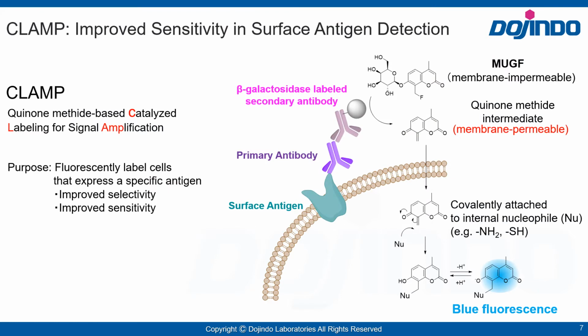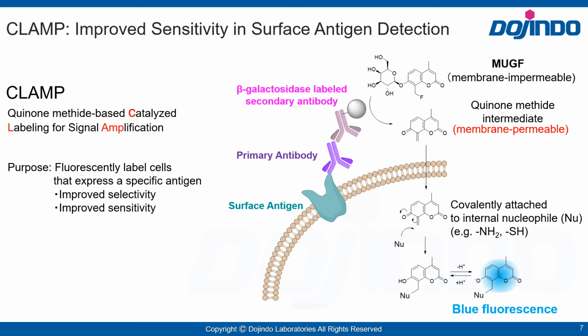And now, let's have an overview of the clamp method. The purpose of the clamp method is to enable highly selective and highly sensitive fluorescent labeling of cells with specific cell surface antigens. This technique involves a primary antibody designed for a particular cell surface protein, a beta-galactosidase labeled secondary antibody, and MUGF, a fluorescent substrate for beta-galactosidase.